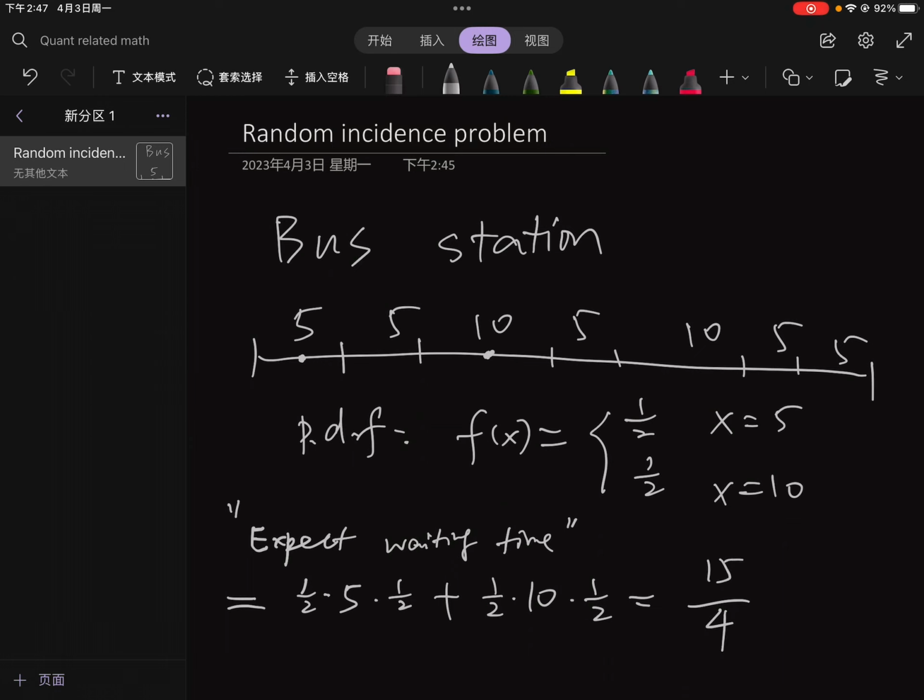But we know this is not true, right? Because from what you see, when you arrive at 5 or arrive at 10, it's not equally distributed, because it's a timeline. So there is more possibility for you to arrive at 10. So this is the wrong answer. So what's the right answer?